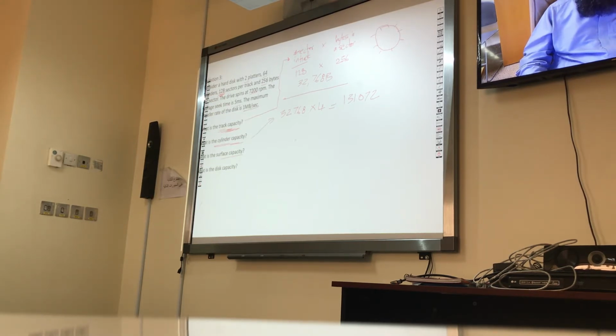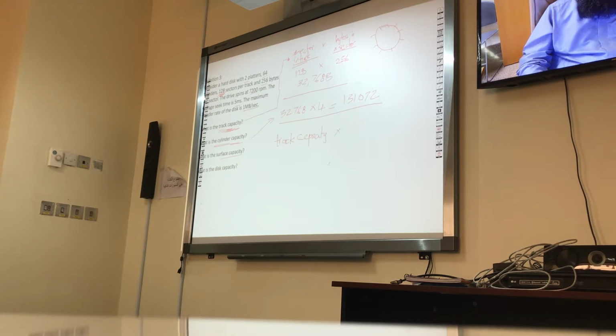Okay, what is surface capacity? What does that mean? How much data can I store on one surface? Number of sectors, multiplied by bytes per sector. Okay, very good. So that actually is number of sectors multiplied by bytes per sector. That's actually track capacity. So what you just said is track capacity.